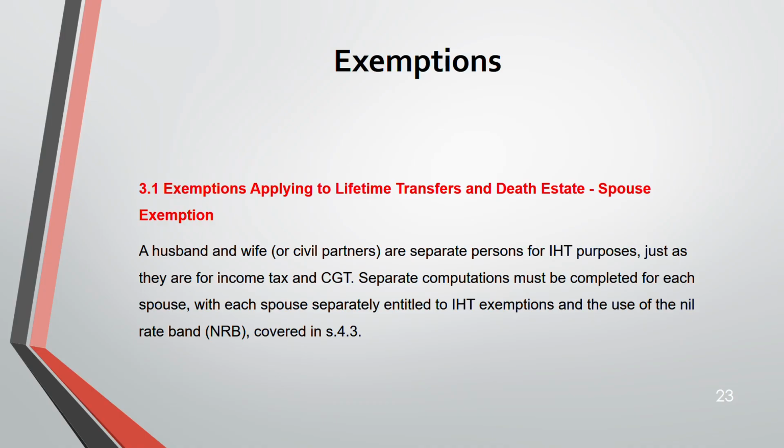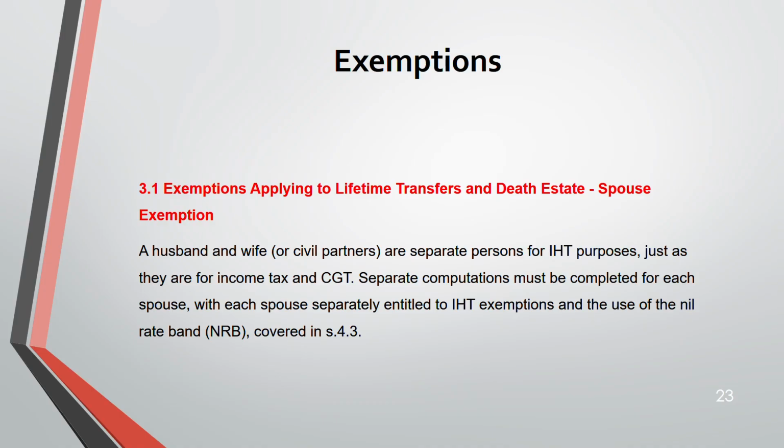If you're a spouse, from the point of view of income tax, capital gains tax and IHT, you get many benefits. Under income tax, what happens? The basic rate band could be utilized. The personal allowance could be transferred among the spouses. For capital gains tax, no gain, no loss.